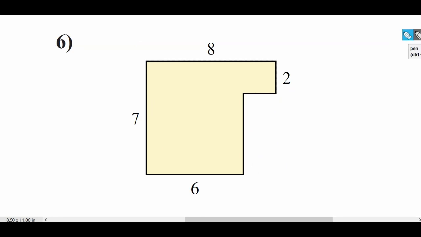All right, let's do number 6. So how do you want me to cut this? Should I do it this way? Or should I do it this way? Like that? Okay, so what's the area of it right now? Length times width, what is it? So here's the length and here's the width, so it's 7 times 6 equals what?